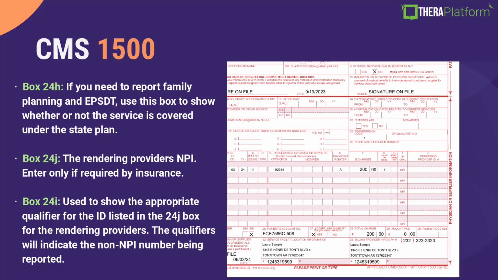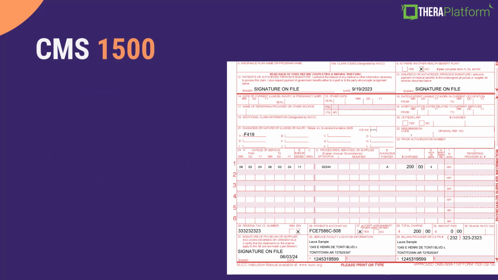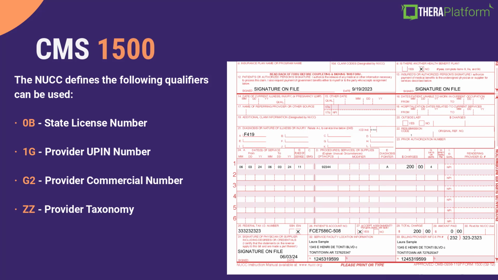Now, box 24I is used to show the appropriate qualifier for the ID listed in the 24J box for the rendering providers. The qualifiers will indicate the non-NPI number being reported. The NUCC defines the following qualifiers that can be used: 0B state license number, 1G provider UPIN number, G2 provider commercial number, and ZZ provider taxonomy.